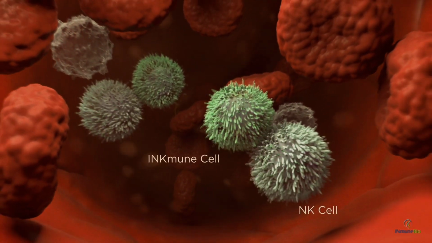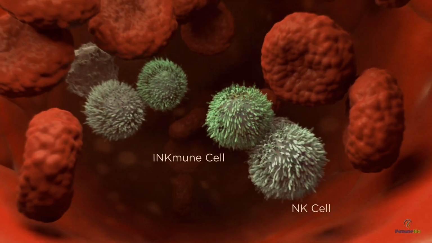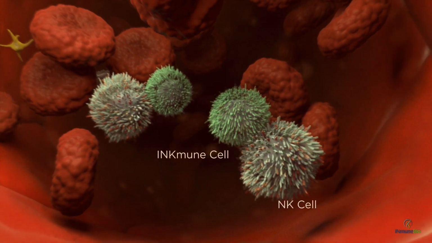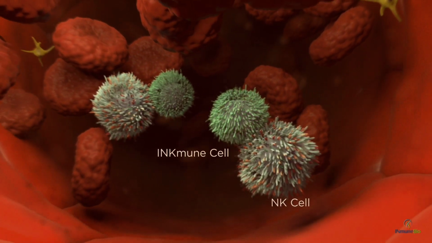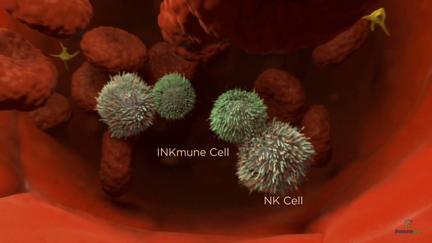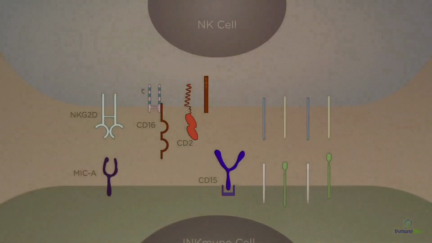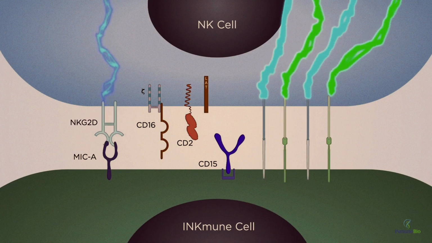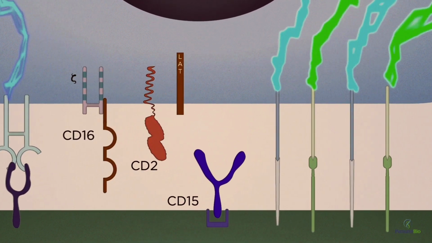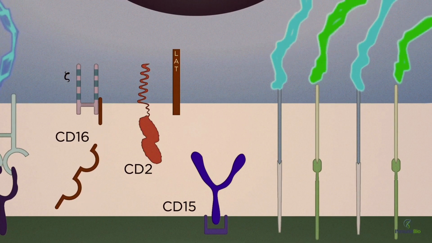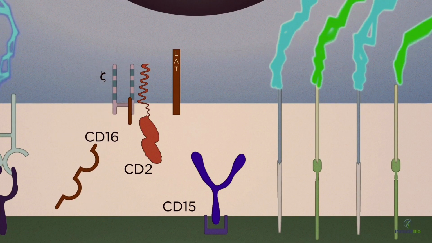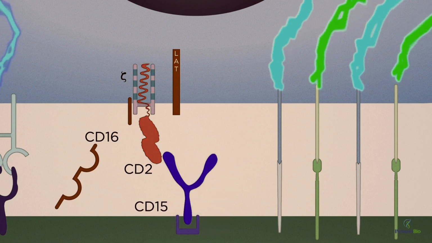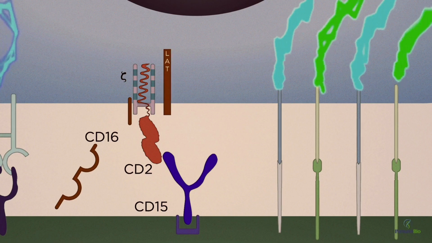We've shown that it's possible to overcome the loss of activation receptor expression in NK cells by priming them with INKmune. INKmune cells bind to NK cells via multiple ligand receptors, one of which is CD15. In the NK INKmune synapse, the CD2 receptor on the NK cell binds to CD15 on the INKmune cell, and CD16 is shed. Within the cytoplasm of the NK cell, CD3 zeta released from CD16 then binds to the intracellular domain of CD2 and is phosphorylated.